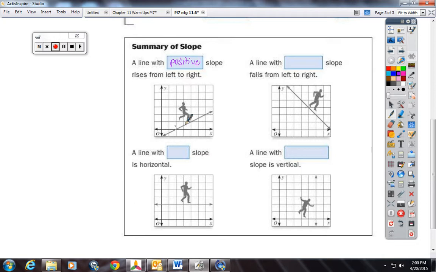What about this slope? This one. Negative. Again, if you were to fly in and hit it, you'd be going down. Okay? So a line with a negative slope falls from left to right. Now, what do you think this slope would be called? 0. A line with a 0 slope is horizontal. Now, what about this one? Yes. This is undefined. We're talking ski slope here. We're in a free fall. This is more like skydiving.